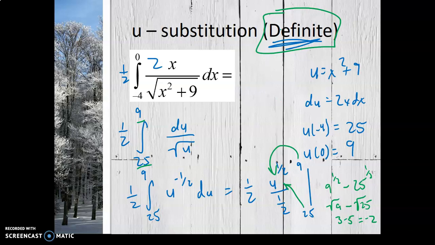So again, if it's a definite integral, convert your limits into the new variable, and then you never have to go back. Because the area underneath this curve between -4 and 0 is the same as the area underneath this curve between 25 and 9. And you can graph both of these in Desmos if you want to get an idea or if you want to verify that that's true. So you never have to go back, and you don't need a plus c for a definite integral.